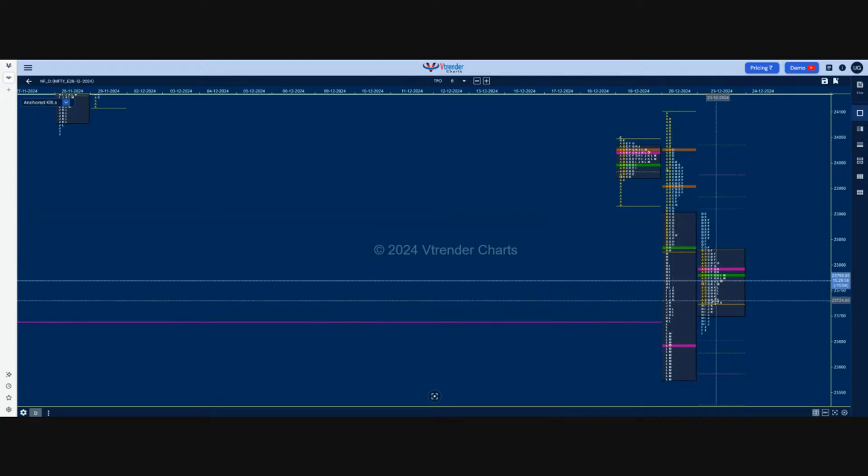And today what we have done is we have remained inside this profile. And the first sign today that the sellers are no longer pushing down is we opened above the POC.